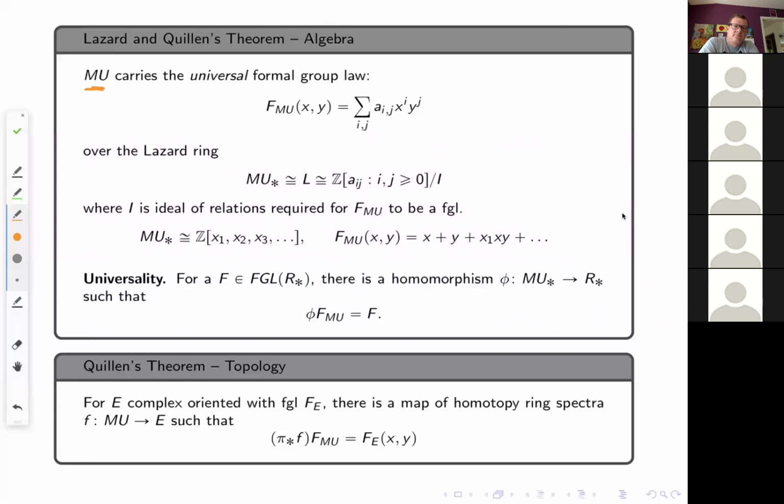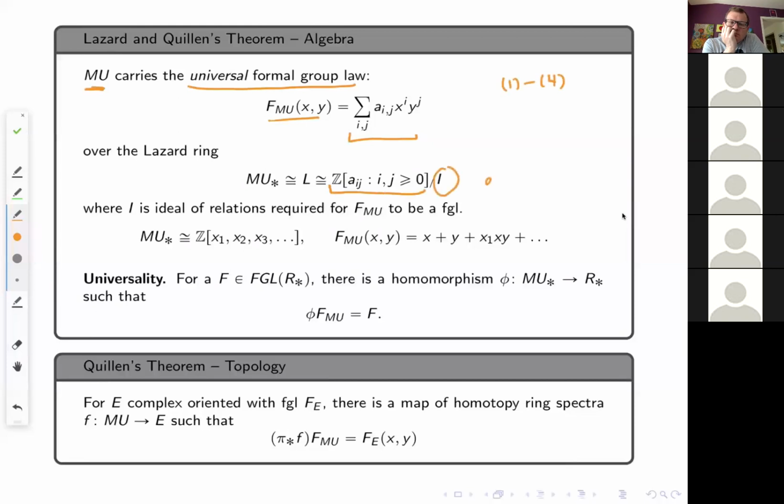What's the formal group law for MU? Well, it's something called the universal formal group law. It's the mother of all formal group laws. So you can write f(x,y) of MU in the most generic form you could think of for a power series. It's just a power series in two variables. This is initially defined over the ring where you just adjoin the a_ij's to Z. But that won't be a formal group law. There's a bunch of relations that have to hold for properties 1 through 4 to be true, and I is going to be the ideal that generates these relations.